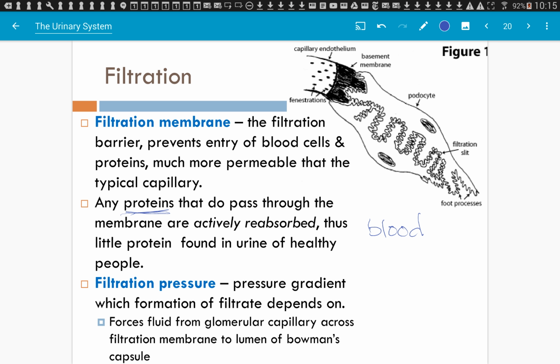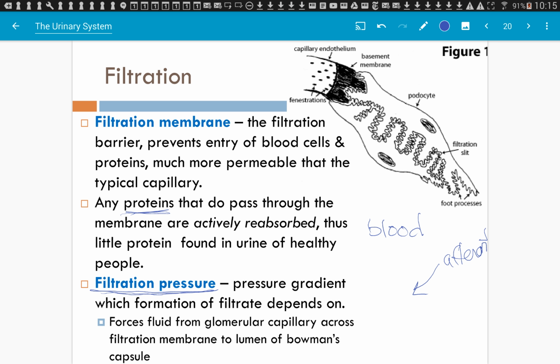Okay. Very interesting idea or concept is the filtration pressure. And this is controlled essentially. Remember, you have your afferent arteriole that's bringing blood into the Bowman's capsule, and you have that juxtaglomerular apparatus that has smooth muscle, so it can contract or dilate and control the flow of blood and control the pressure of the blood flowing into the glomerulus.